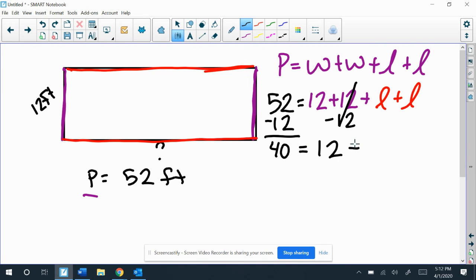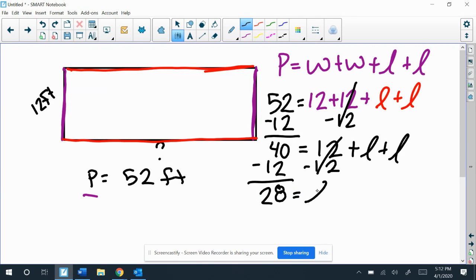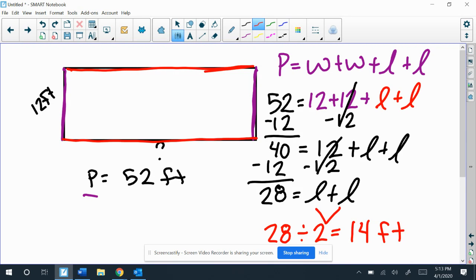Rewrite what I have. I still have one more 12, so I'm going to take that away. 40 subtract 12 equals 28. 28 equals the 2 lengths. But because I only want one length, I have to split that in 2. So 28 divided into 2 equals 14. This should be 14 feet.